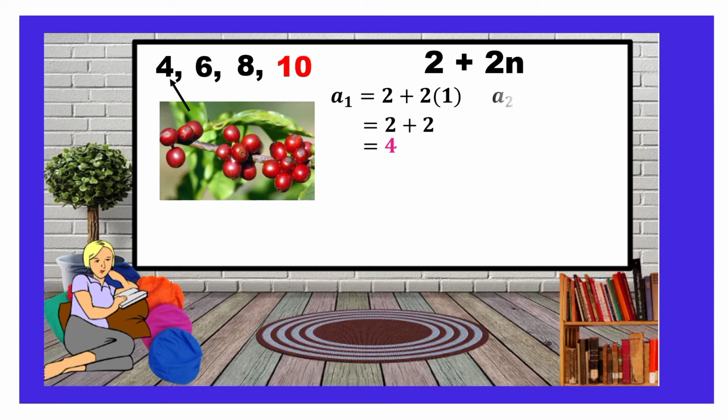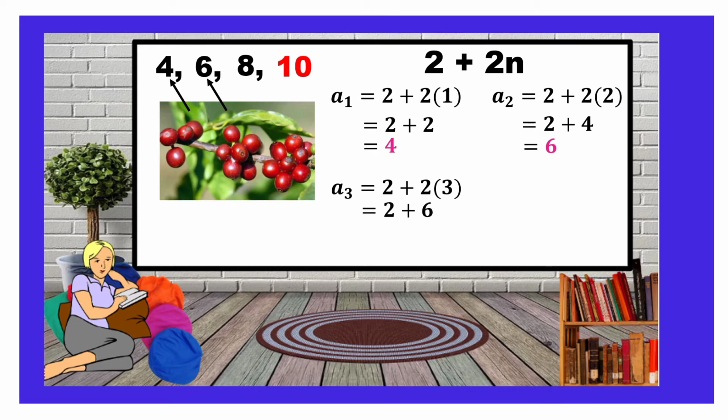Next, if n is equal to 2, then we have now 2 plus 2 times 2. And 2 times 2 is equal to 4. So we now have 2 plus 4. And 2 plus 4 is equal to 6. And 6 now is our second term. What if n is equal to 3? So a sub 3 now is equal to 2 plus 2 times 3. And 2 times 3 is equal to 6. So 2 plus 6 is equal to 8. And 8 is our third term.